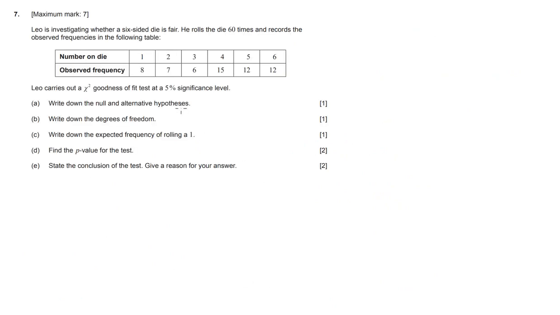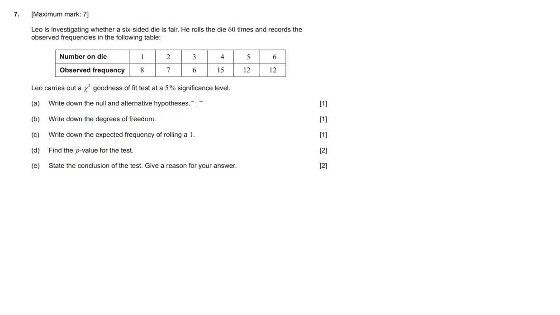All right, number 7 here. Leo is investigating whether a 6-sided die is fair. He rolls the die 60 times and records the observed frequencies in the following table. So here's what we've got. Leo carries out a chi-squared goodness of fit test at a 5% significance level. Part A, write down the null and alternative hypothesis.